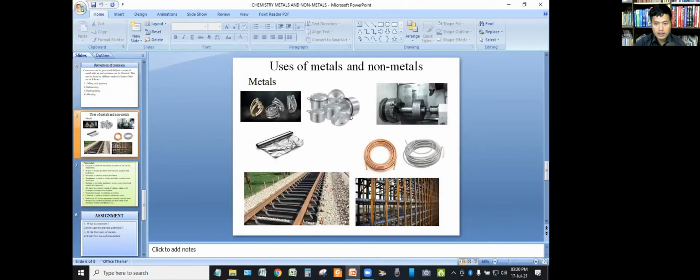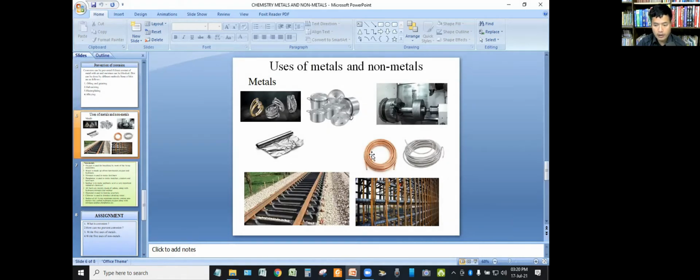Uses of metals and non-metals. First, we have jewelry: gold, silver, and platinum. These are used as ornaments or jewelry. Next, we have aluminum. We can use aluminum as cooking utensils. Next, we have iron. Iron is used for making machines. Next, we have aluminum foil. Aluminum foil can be used for packaging things.